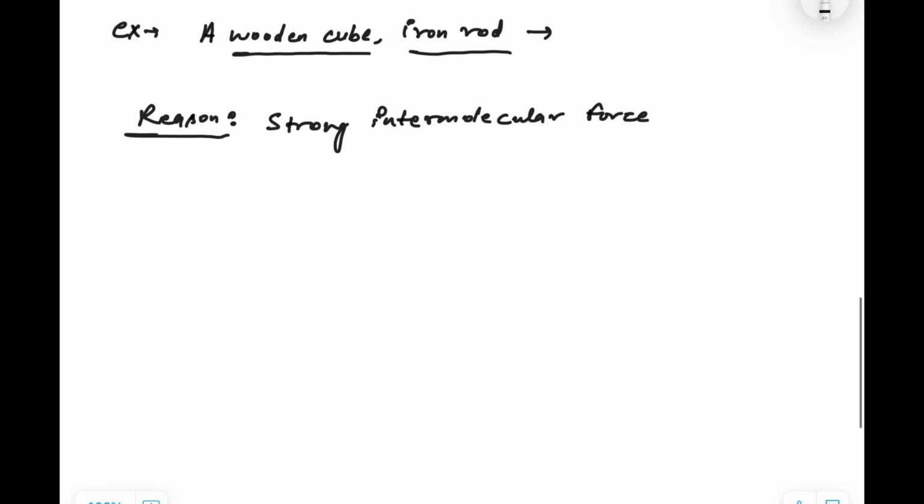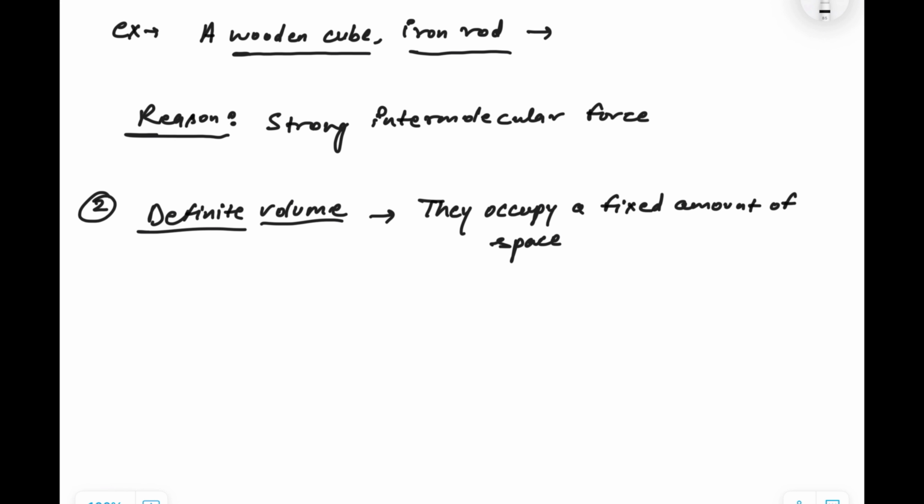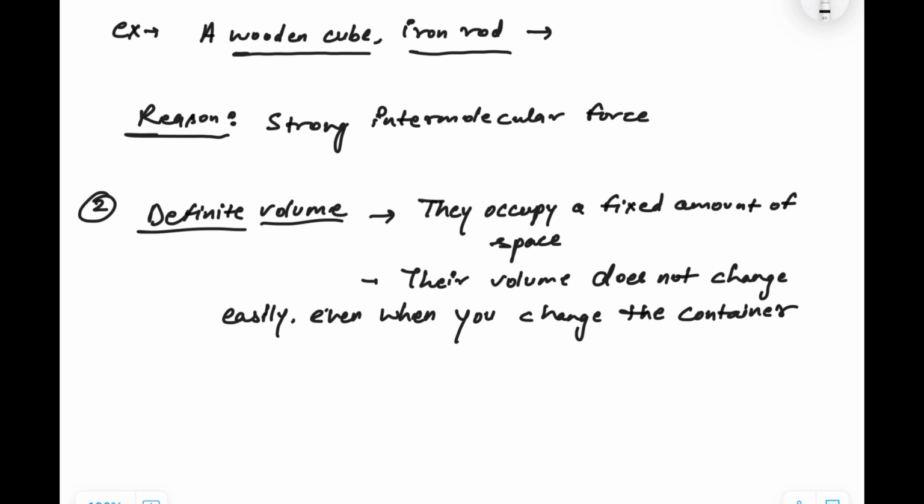The second property is that solids have a definite volume. Definite volume means they occupy a fixed amount of space. Their volume does not change easily even when you change the container. Let us understand this with an example. If you place a block of ice in a bowl, it doesn't spread out like water. Why? Because its volume remains the same.